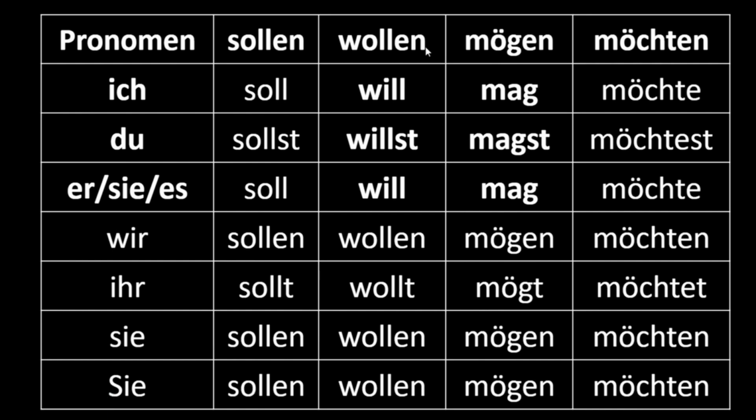Wollen means to want. If I want to say I want, I write ich will. Du willst, you want. Er, sie, es will. Wir wollen. Ihr wollt. Sie wollen. Mögen means to like.